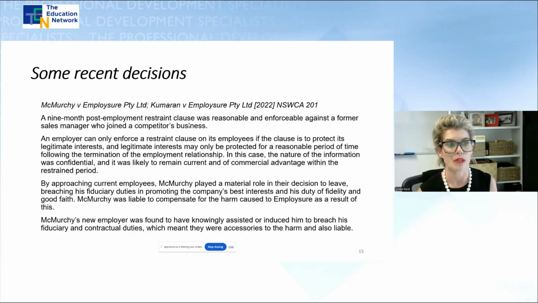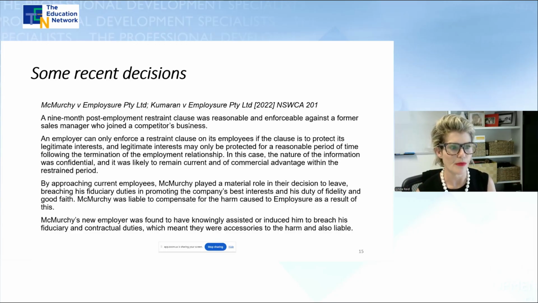So sales manager, somebody who is very much the client-facing aspect of a business, but the court did talk about how an employer can only enforce a restraint clause on its employees if the clause is to protect its legitimate interests. And those legitimate interests may only be protected for a reasonable period of time after the employment relationship had terminated. Now, in this case, the nature of the information that was being shared was confidential, and it was likely to hold value for a long time, at least for the 9 months of the restraint, and create a commercial advantage if somebody else was to use it within that restrained period.